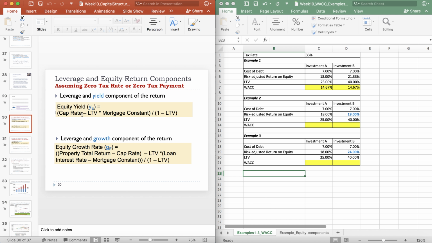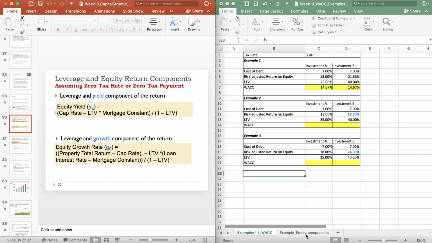So the formula shows that equity yield equals this cap rate capturing the rental income minus loan to value ratio times this mortgage constant. And we do need to standardize or normalize the overall term by dividing it by 1 minus loan to value ratio.